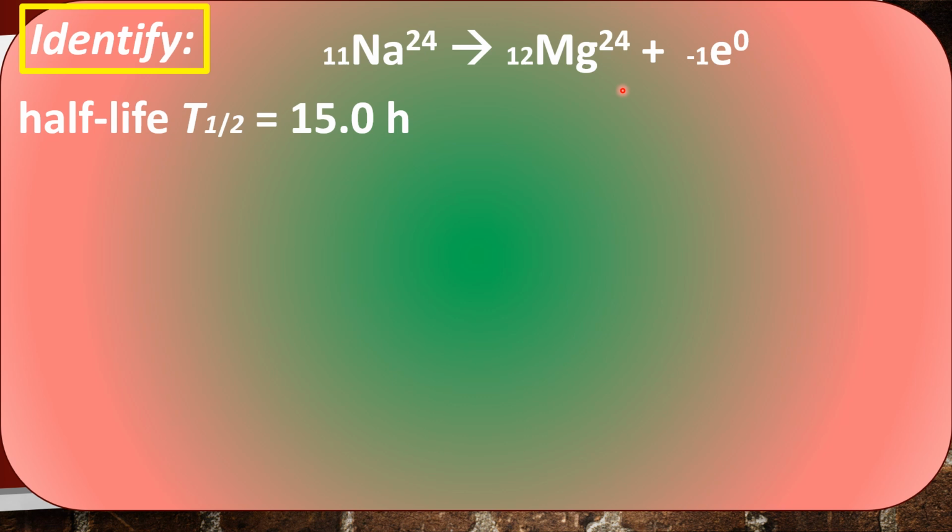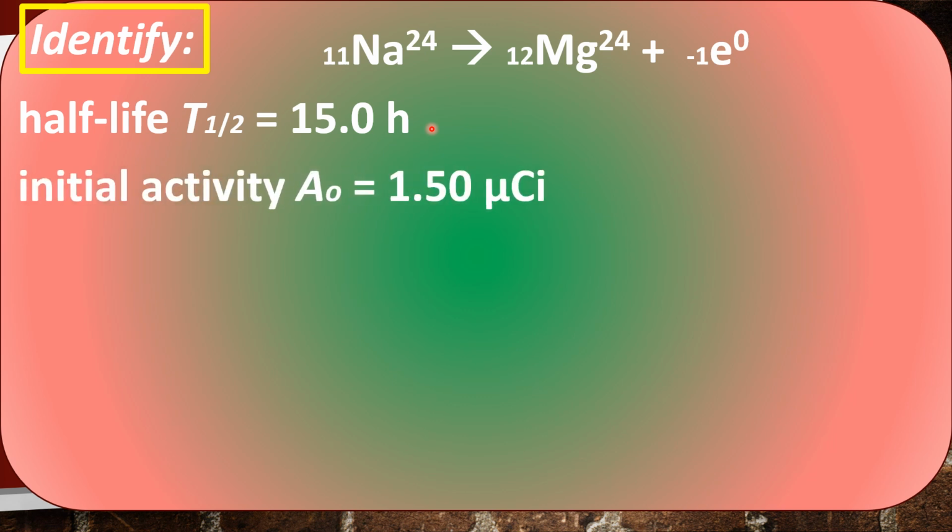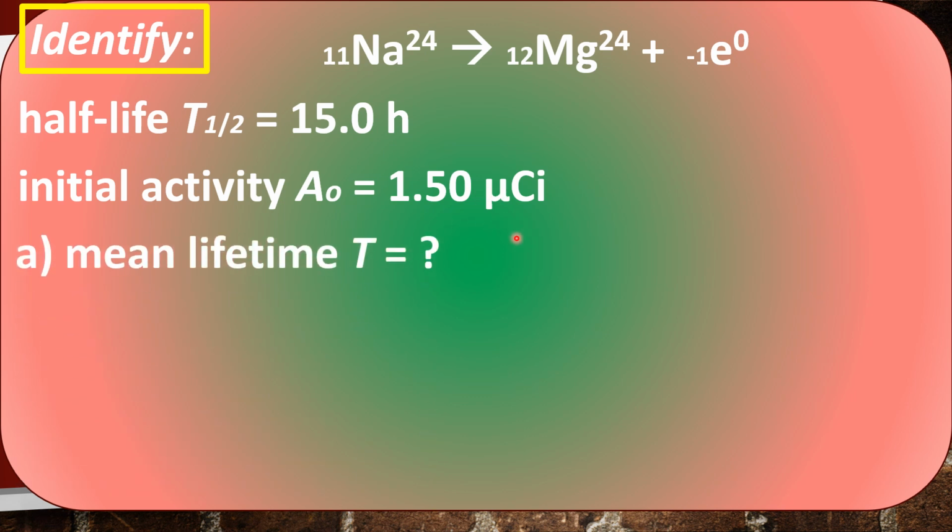The half-life of sodium-24 is also given to be 15.0 hours. Initially, at time equals 0, the sample of sodium-24 has a beta-minus activity A sub naught equal to 1.50 microcurie. And our target variables are, for letter A, the mean lifetime denoted by capital T.